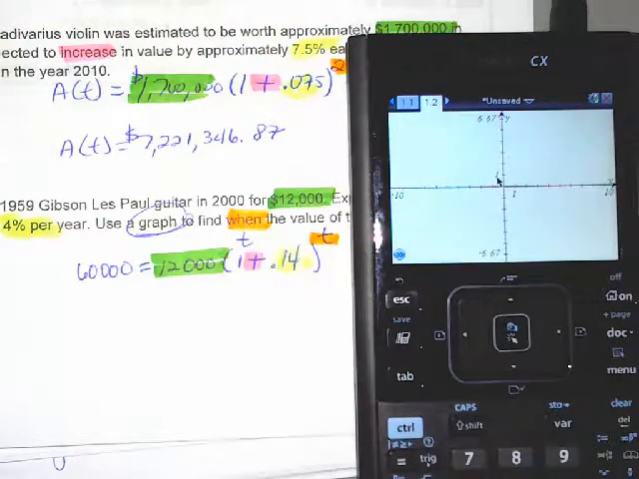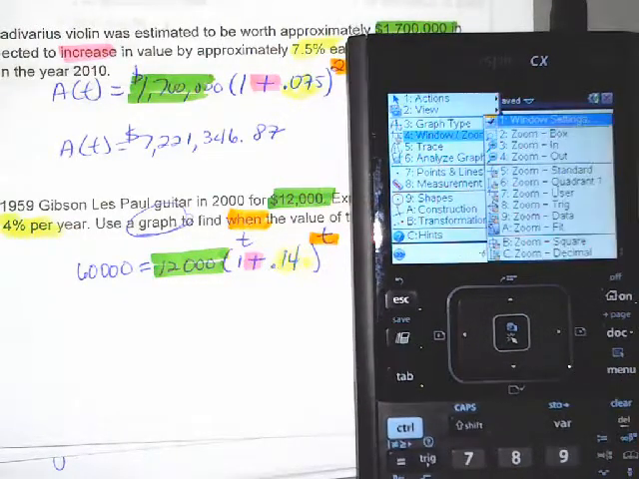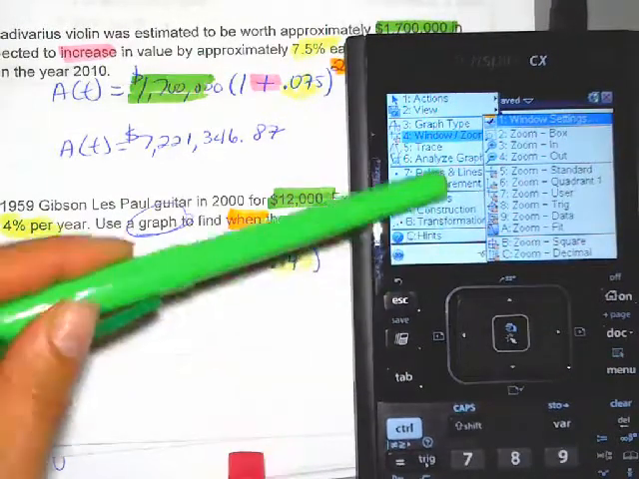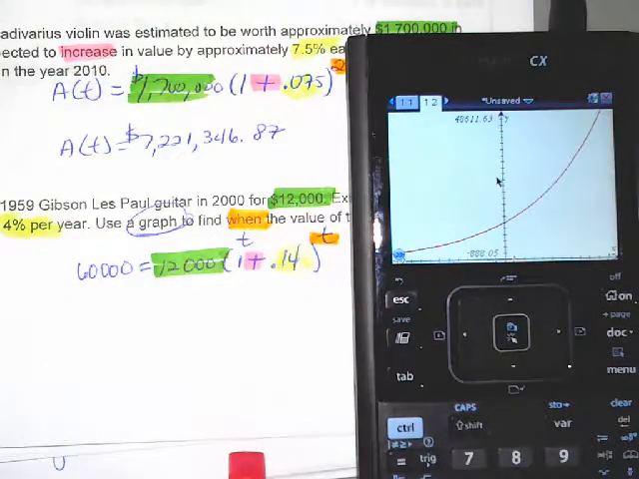Very good. Let's zoom out. Menu, window, zoom. And I'm going to zoom fit for this one, because it's so big. If I zoom out, it's going to look kind of funny. So let's just do zoom fit A. Menu, window, zoom, and A. Okay. It should look something like this now.